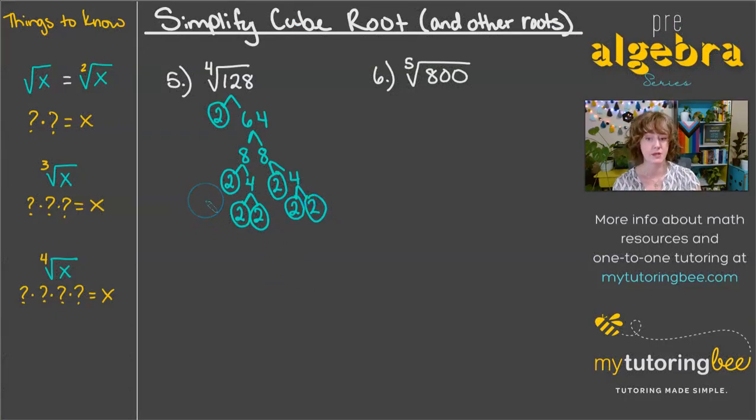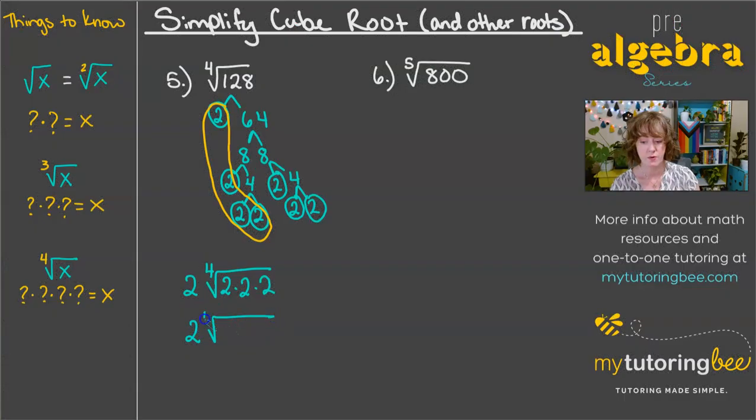Let's see how many groups of 4 I have. So I see 4 2's right here, and then here I've almost got 4, but there are only 3. So that means that our simplified answer is 2 on the outside, and then these 3 2's have to stay inside the radical, and we're just going to simplify that to 4th roots of 8. And that is our simplified answer.